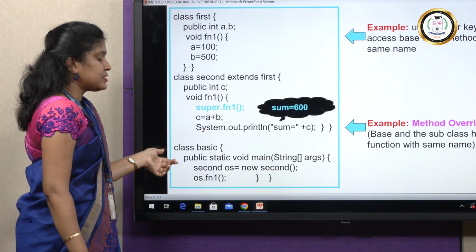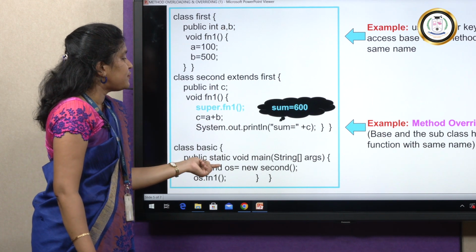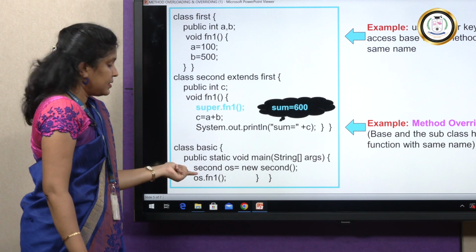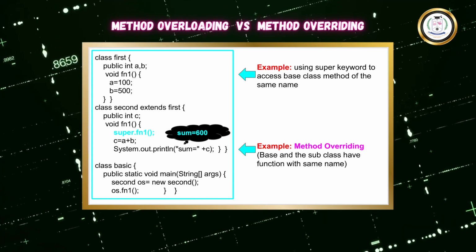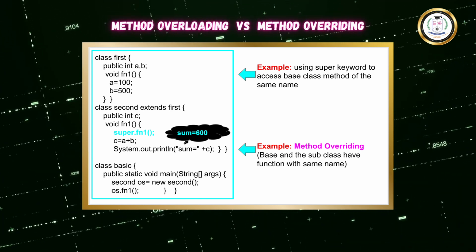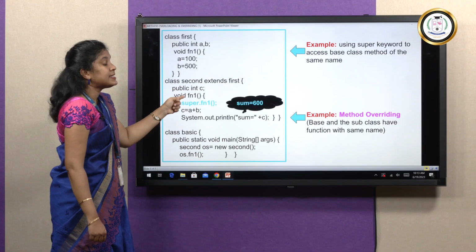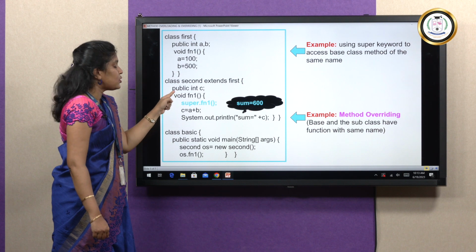Moving to my next class, which contains my main function, inside it I have created an object for my derived class second. This object is used for calling the fn1 function. Since it is a derived class object, the fn1 function present inside my derived class is going to be called.